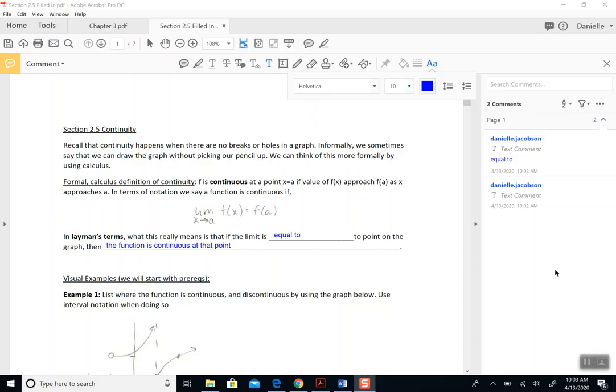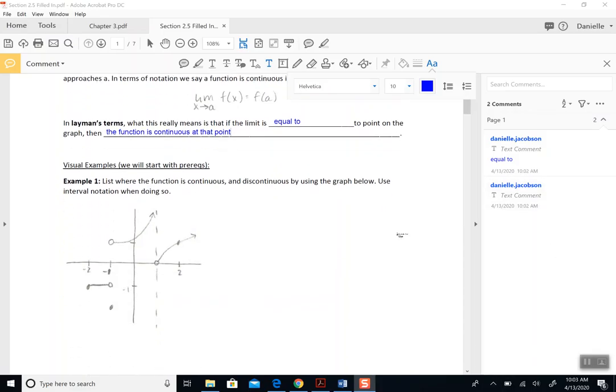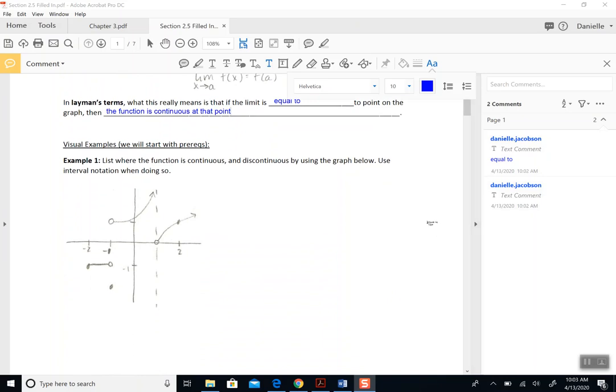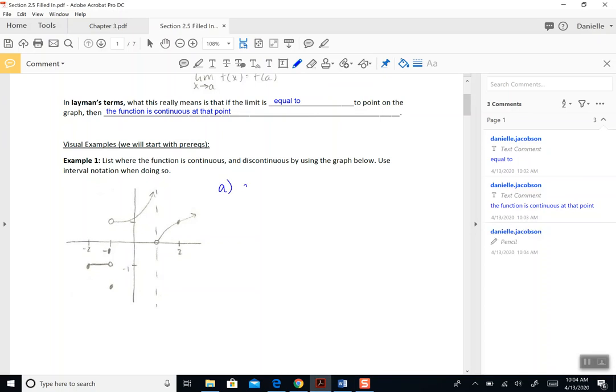All right, before we get into that specific definition even more, let's just make sure that we have the concept of what continuity is down. So we'll look at some more prereq type examples to get this concept and to help you remember interval notation if you don't remember it as of right now. All right, so in the following example, let's use this graph to list where the function is continuous and discontinuous. We're going to use interval notation when we do this. So first, let's just list the intervals of continuity, and this is where that interval notation will come in.